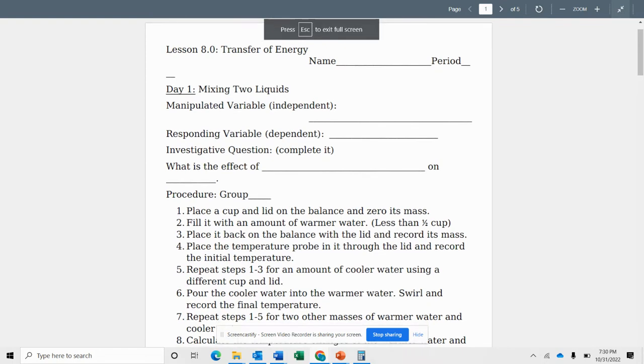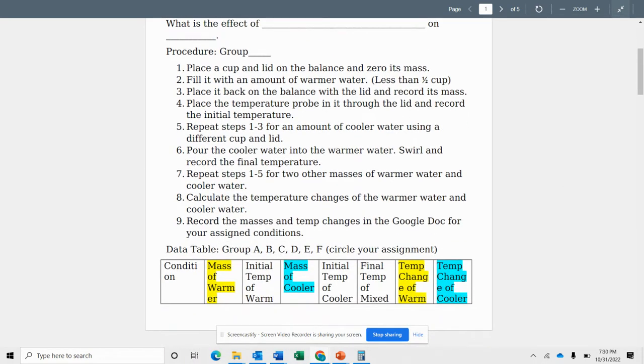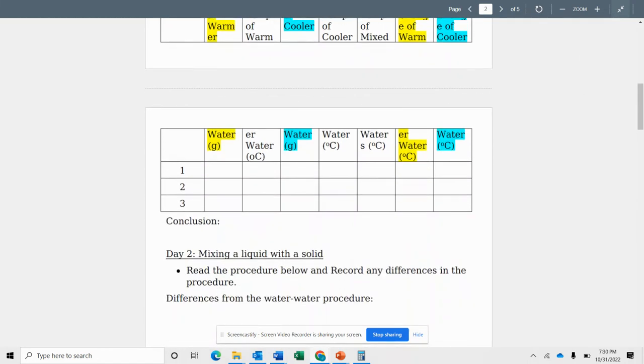So here's the worksheet. For the first day, the lab, you needed to pick your independent variable, your dependent variable, and what the investigative question is. I think in first period we went over this, but for this activity, I'm just going to have you skip that part and go down and read the procedure. So, if you want to do this lab at home, awesome. If not, I just want you to understand what we did.